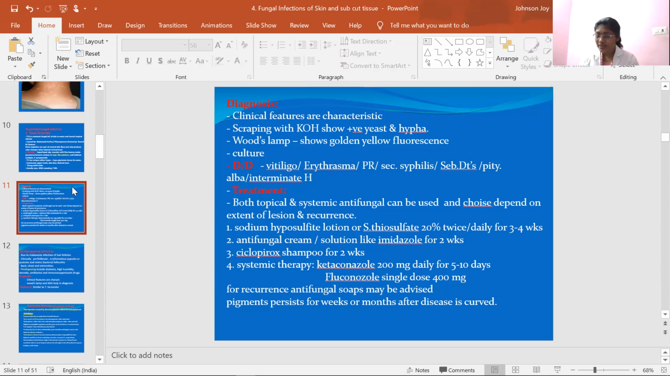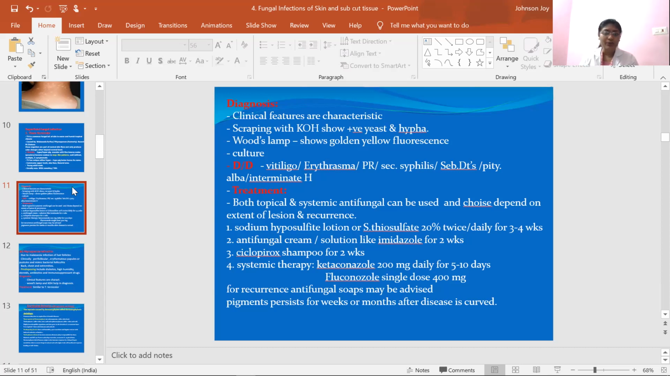And then pityriasis rosea is another differential. Next, you can tell secondary syphilis, because it is a great imitator of a lot of diseases. So syphilis has a varied picture, and it mimics a lot of differentials in dermatology. Now, the next differential of pityriasis versicolor is seborrheic dermatitis. Next is pityriasis alba, which usually occurs as hypopigmented macules on the face of children. Then you can also include indeterminate Hansen's disease or leprosy.